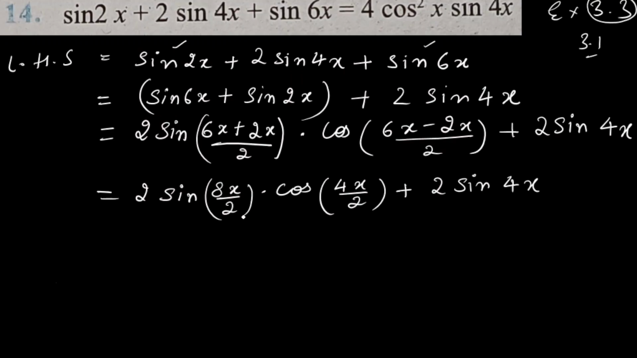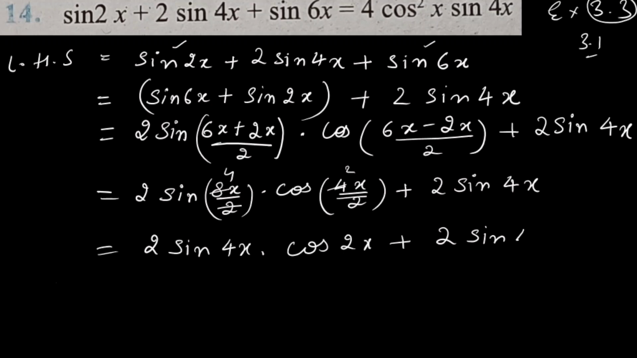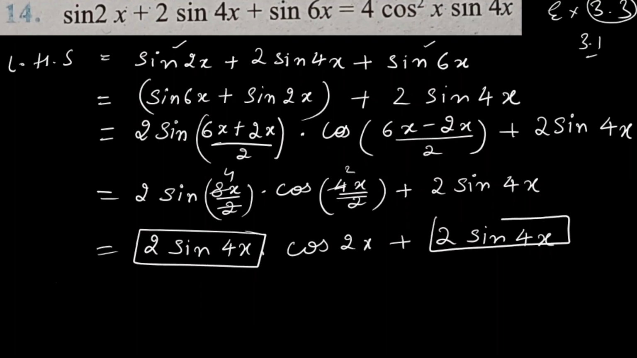Now up and down cancellation we can do because it is the same angle. We can do cancellation here, 2 into 1, 2 into 4, 2 into 1, 2 into 2. So here I am getting 2 sine 4x into cos 2x plus 2 sine 4x. Now you can see 2 sine 4x is common. So common factor, we'll write it outside.